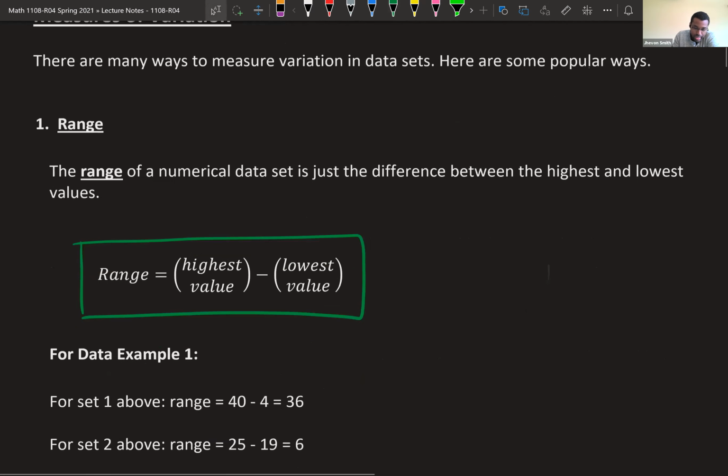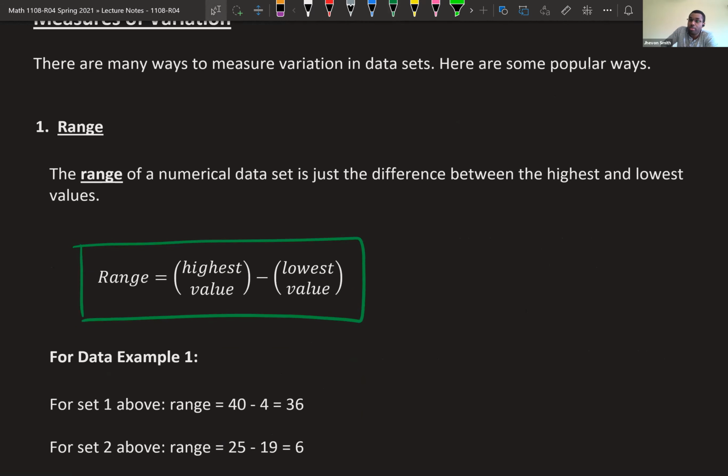And you will notice that now we have a difference between these two data sets that we can see. We can see that the first data set is spread out a lot more than the second data set. The first data set is spread out over a length of 36, while the second data set is spread over a length of 6. Okay, so that's one way.